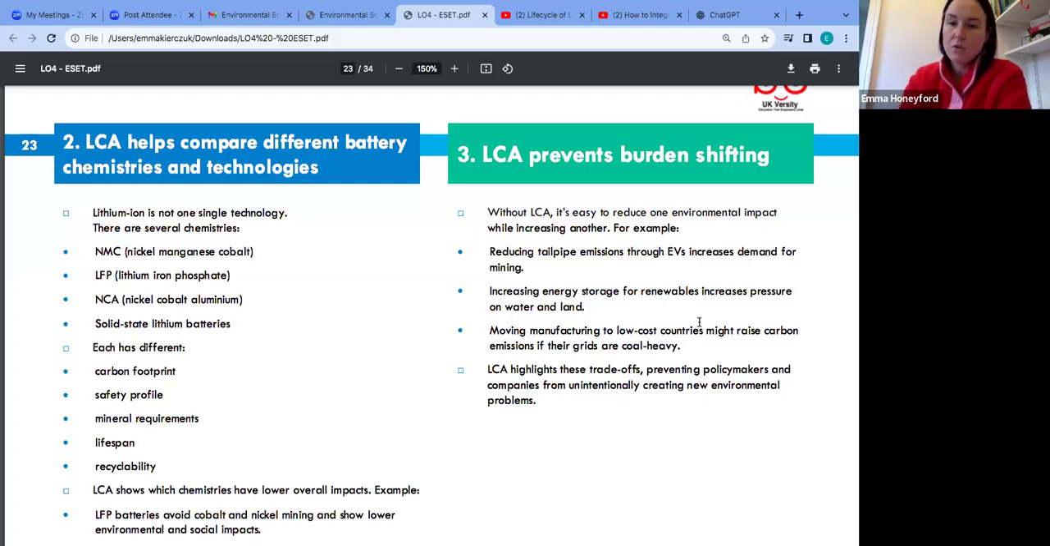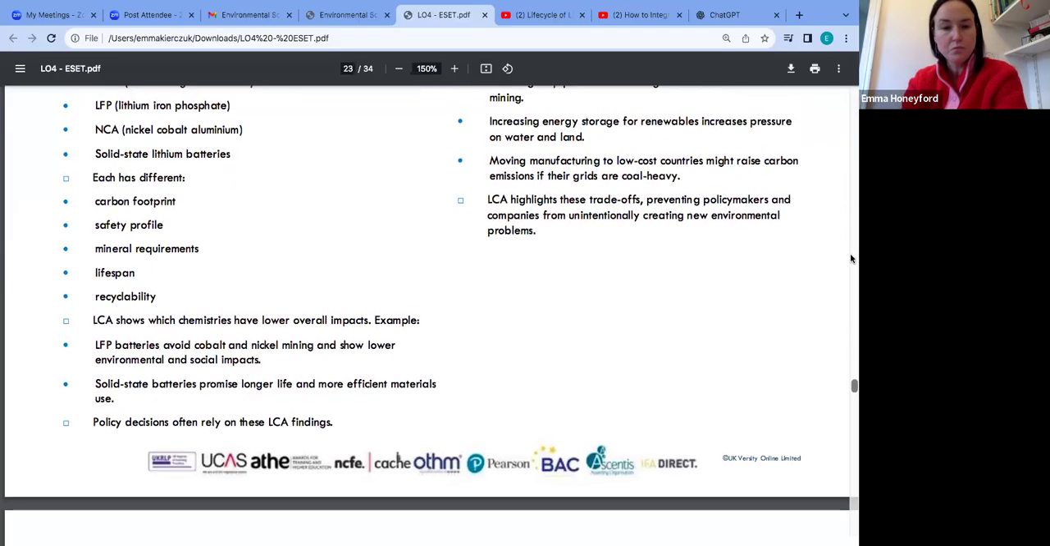Increasing energy storage for renewables increases pressure on water and land. Moving manufacturing to low-cost countries might raise carbon emissions if their grids are coal heavy. Life cycle analysis highlights these trade-offs, preventing policymakers and companies from unintentionally creating new environmental problems. So it is a very useful tool to be meaningful when you are looking at energy management.